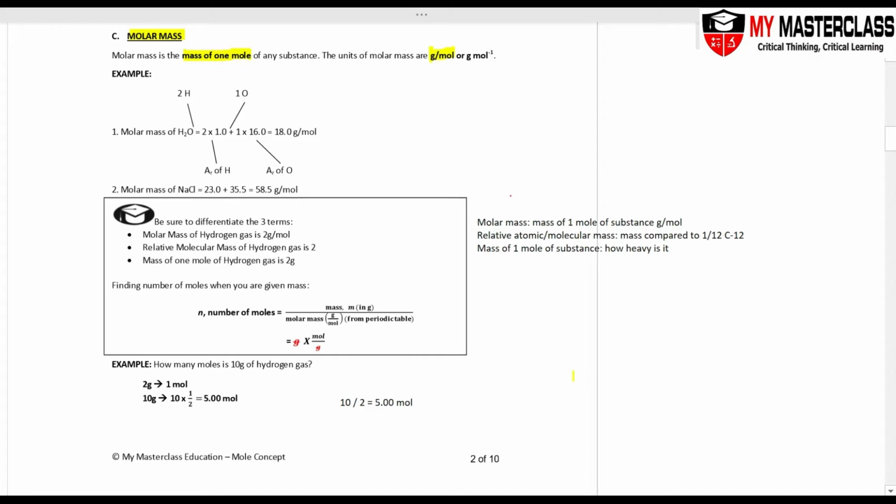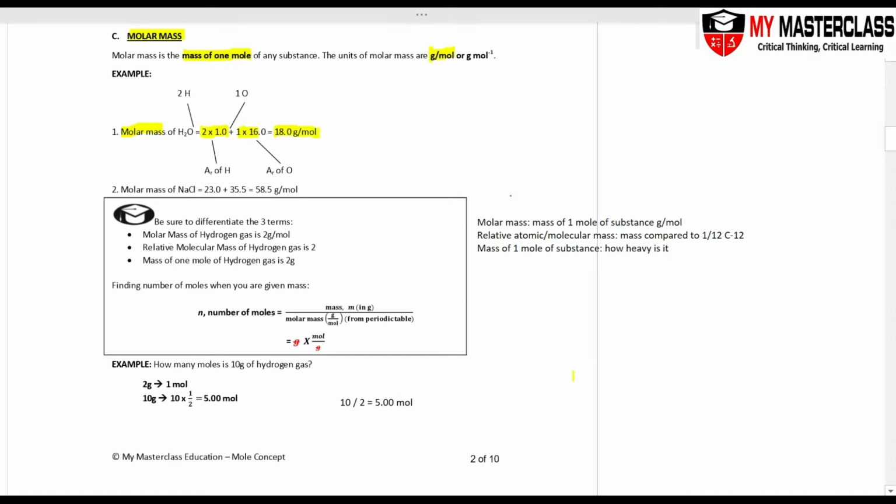In an example, if I have the molar mass of water, H2O. There are 2 hydrogen atoms, so 2 times 1. 1 is the relative mass of hydrogen from your periodic table. Add it up with 1 times 16, because there is 1 oxygen atom, and 16 is the relative mass of oxygen. So the total molar mass of H2O is 18.0. Because it's molar mass, there's a unit, gram per mole.